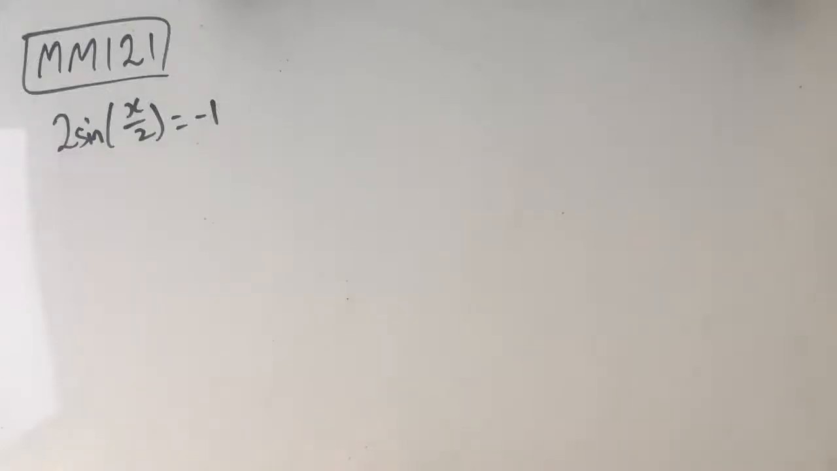Hey guys, this is question MM121 of the Maths Methods Fortify Study Guide. So we've got this equation, 2 sine of x on 2 equals negative 1, and we need to find the general solution of the equation.